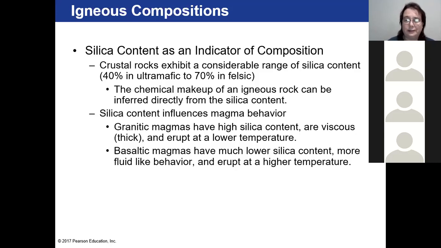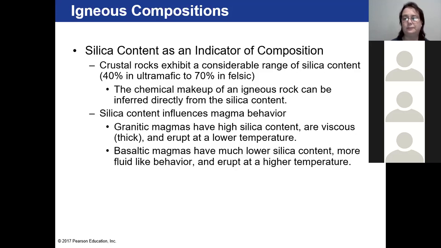Also, the amount of silica in the magma contributes to how that eruption might occur. So if a granite or granitic magma does erupt, then it will erupt at a lower temperature and it will be very viscous, very thick. Viscous is a term for how well does something flow. So the higher the viscosity, the less it wants to flow. So honey is more viscous than water.